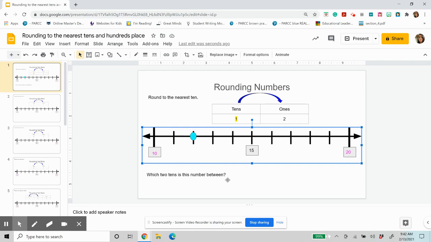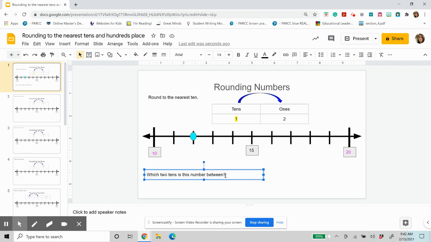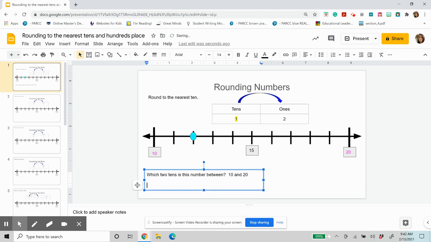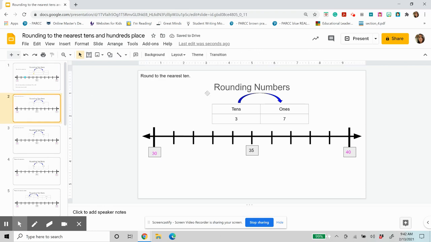So if we were to round it to the nearest 10, which two tens is the number between? It's between 10 and 20. 12 comes between 10 and 20. And if we round 12 to the nearest 10, it would be 10. Okay? So let's look at this again. Let's look at another example.